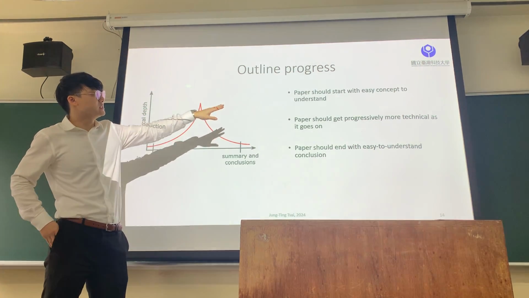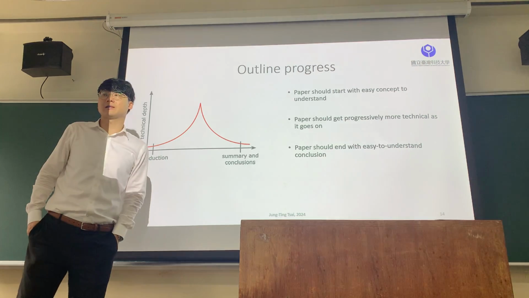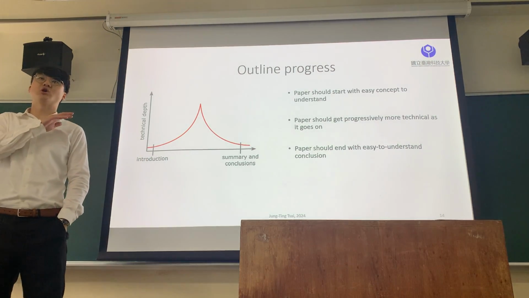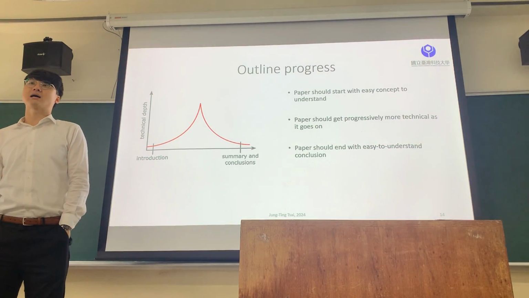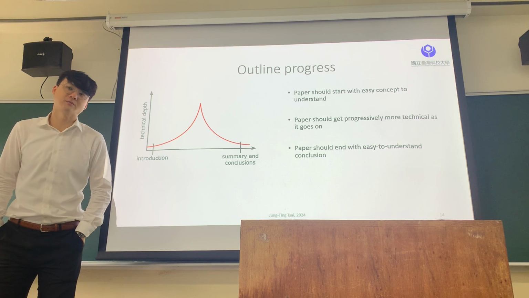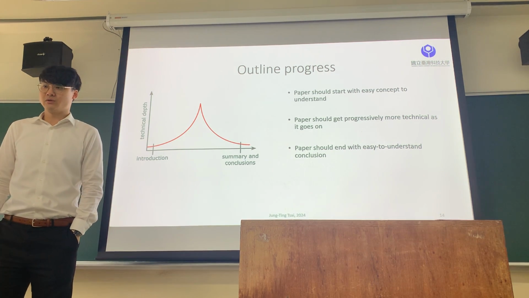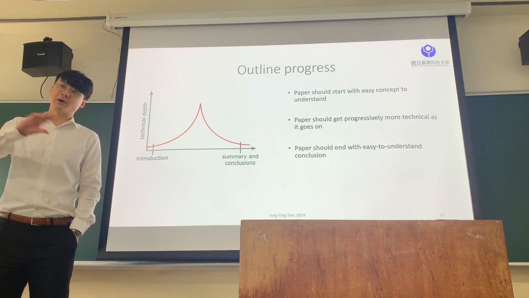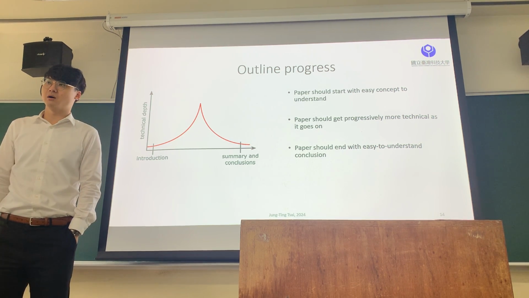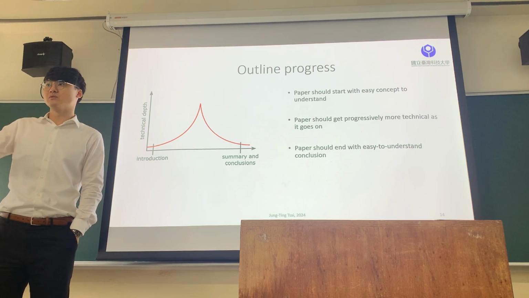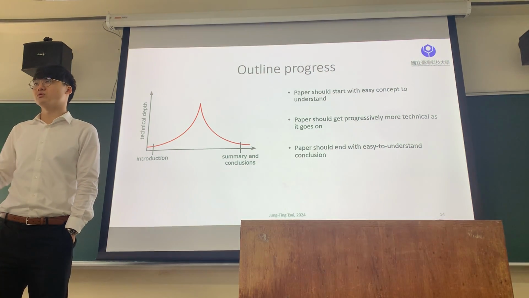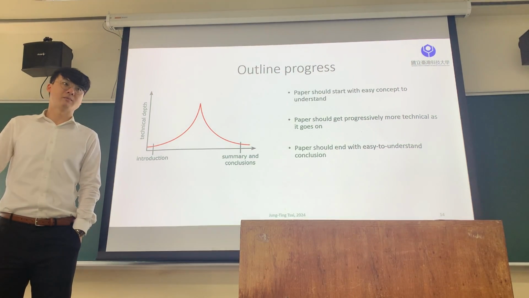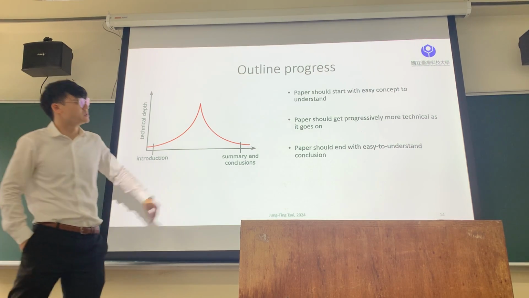A paper should start with easy content to understand. You shouldn't start throwing in a lot of jargon at the beginning. For example, in the last two semesters, some people did a lot of modal static transformations, and at the beginning of the paragraph they start telling me about modal static transformations, with numbers and blah blah blah. I'm completely lost. So this is important.